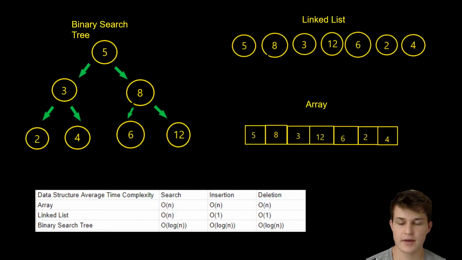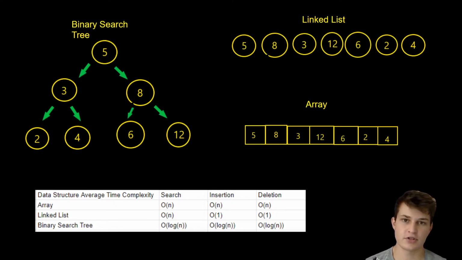Now, why do we use a binary search tree? A binary search tree is much more efficient for many common operations than a linked list or an array is. For example, if you're trying to do a search, the average big O complexity for an array is big O of n, and the average big O complexity for a linked list is also big O of n. A binary search tree, however, reduces this to big O of log n. Each iteration through the binary search tree cuts off half of the data.